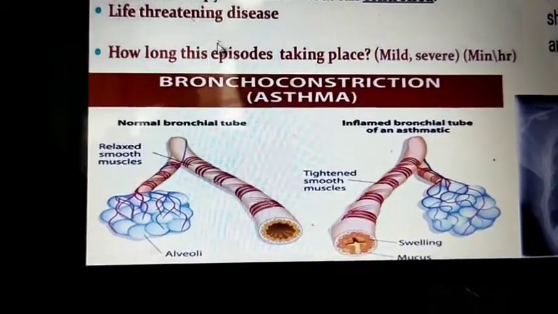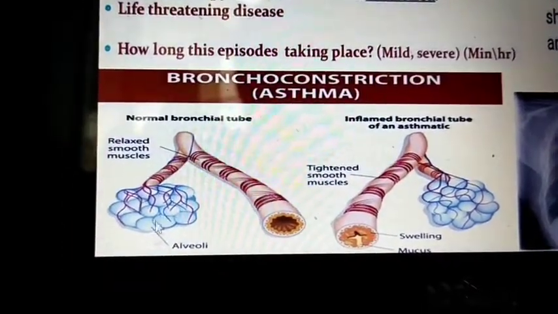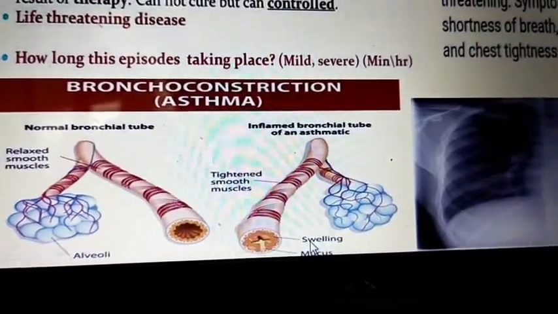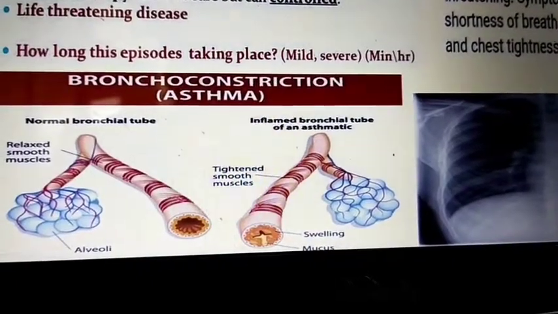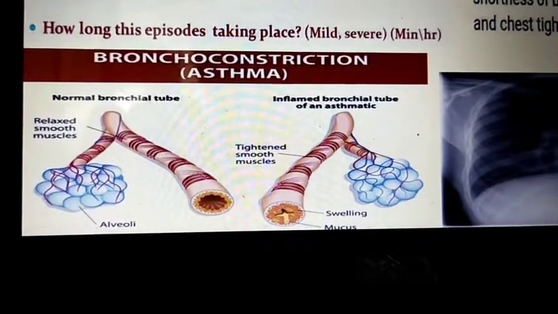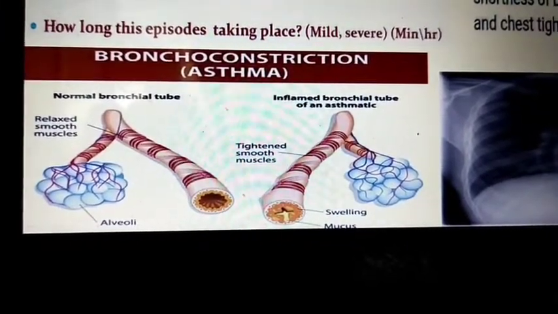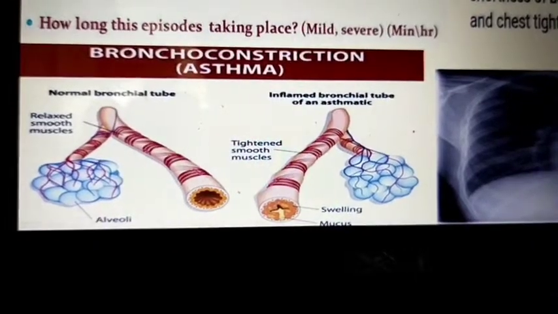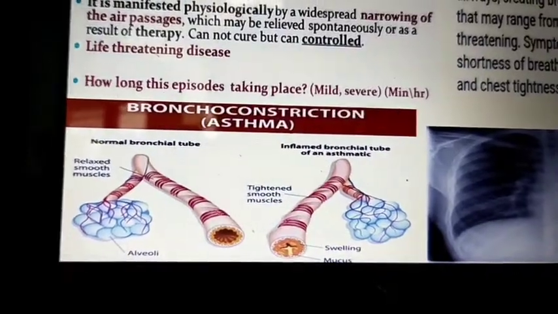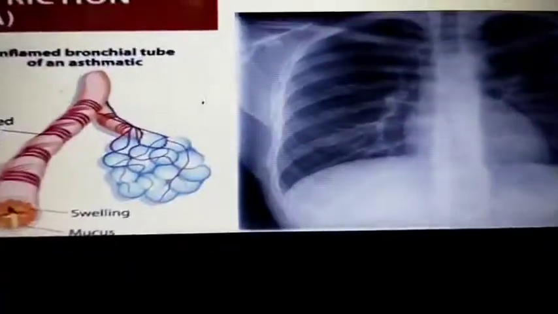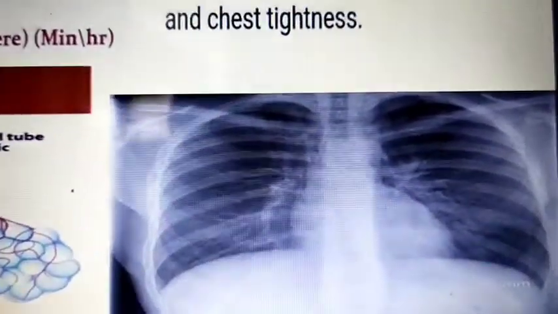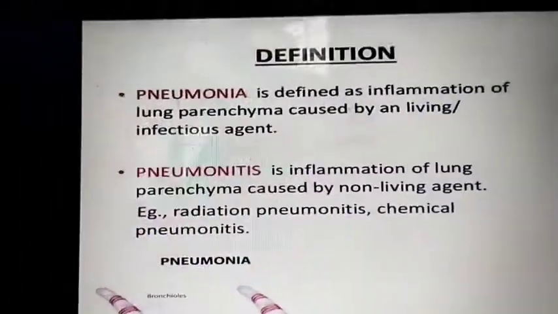You can see in this picture, this is a normal bronchial tube with relaxed smooth muscle, but in asthmatic patients there is tightened smooth muscle. That tightened smooth muscle causes sudden swelling, sudden mucus collection and sudden spasm of the bronchioles or bronchi. That is called bronchoconstriction, which is asthma. And in an asthma patient, on a chest x-ray, you can see it like this. You can go to the next slide.